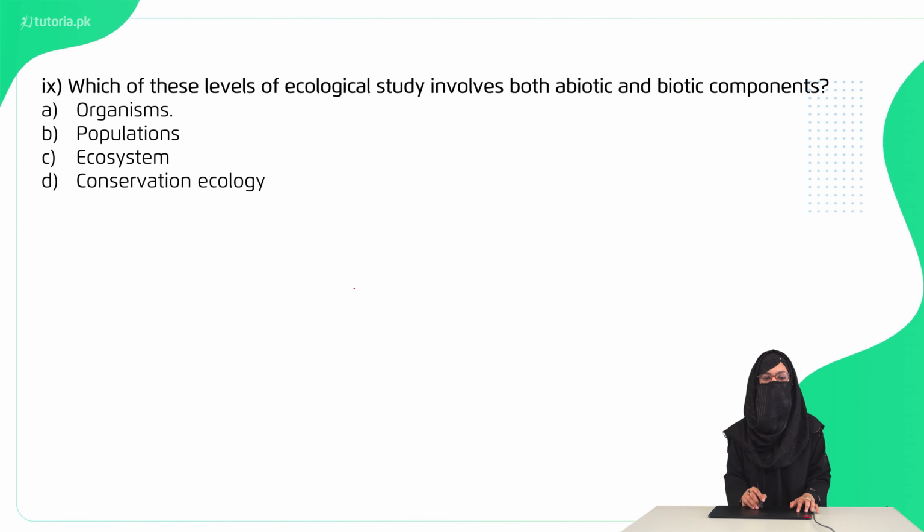Question 9: which level of ecological study involves both abiotic and biotic components? Option A, organisms. Option B, population. Option C, ecosystem. Option D, conservation ecology. The right option is option A, organism.